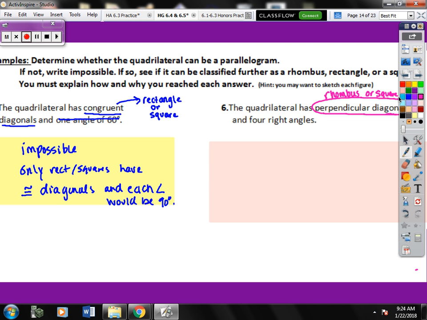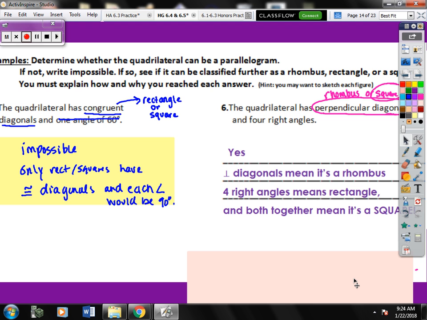It tells us that it has four right angles. So yes, this is possible. It would be a square. Perpendicular diagonals mean that it's a rhombus, four right angles means that it is a rectangle, and both together mean that it's a square. Or you can just think of how we did it like this. Again, when we get you the graphic organizer tomorrow, this might make a little bit more sense because I have that little parallelogram, rectangle, rhombus, square thing so you can see the visual representation. But you do want to remember that a square is a rhombus, so it takes on all of those properties.